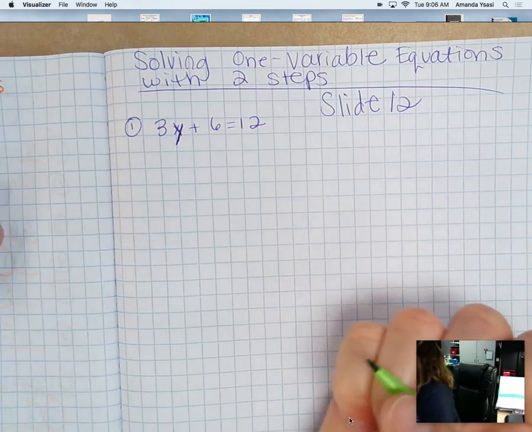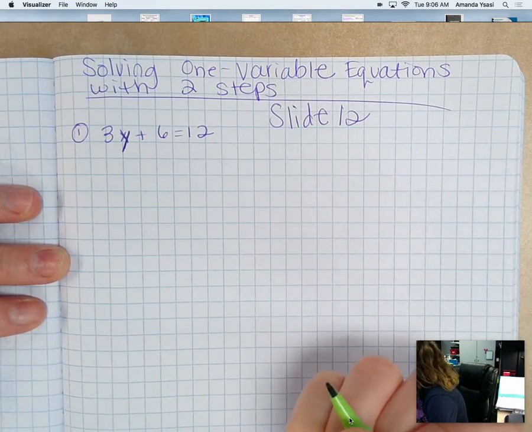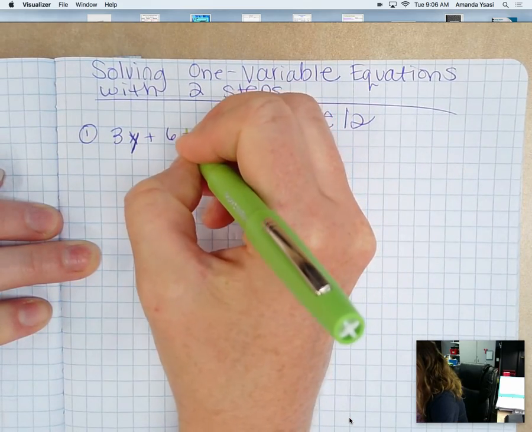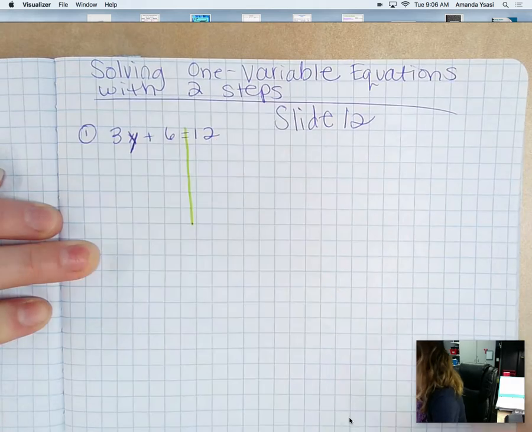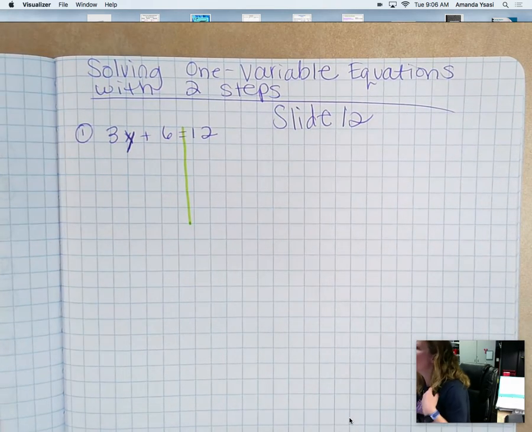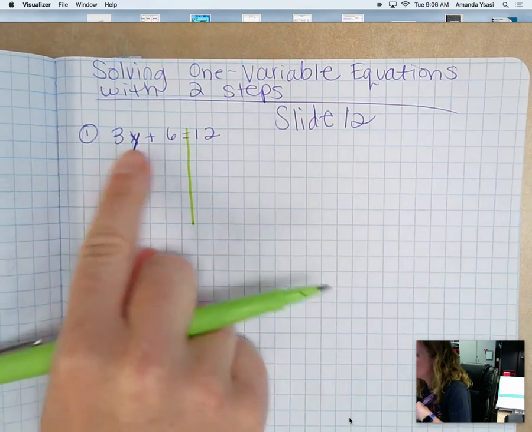Okay, so surely you remember back in 7th and 8th grade where we solved these? You remember this? It's been a while. Well, what I always had y'all do was draw a line down the equal sign, so we keep them separated. So the first step was simplify both sides. This is already simplified.